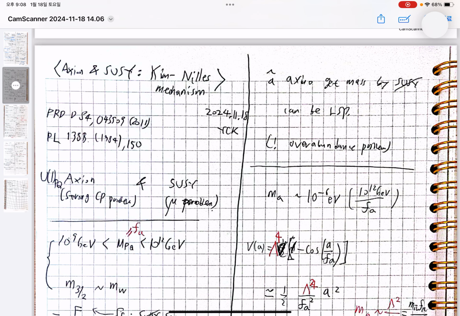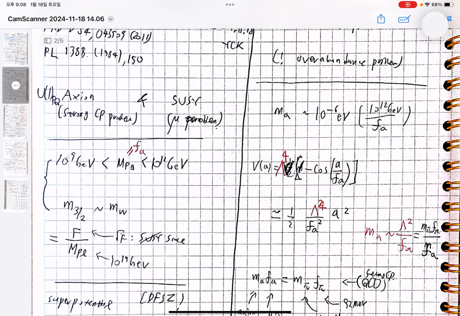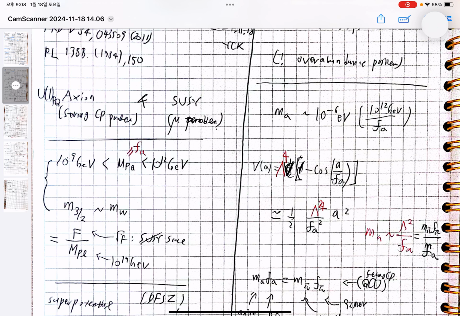The second topic I want to discuss today is the combination of the axion and supersymmetry. There is a very well-known model, the Kim-Nilles mechanism, which can be the resolution of the mu problem. The U(1) PQ symmetry with the axion can solve the strong CP problem, and supersymmetry contains the mu problem.